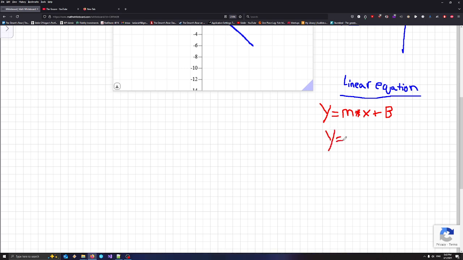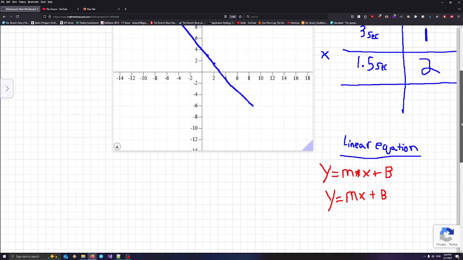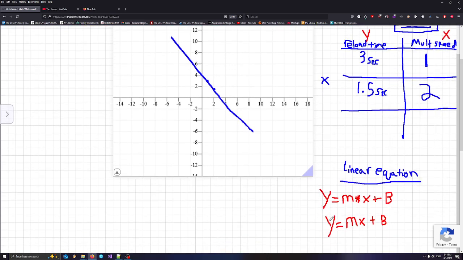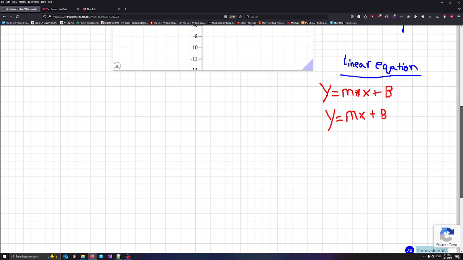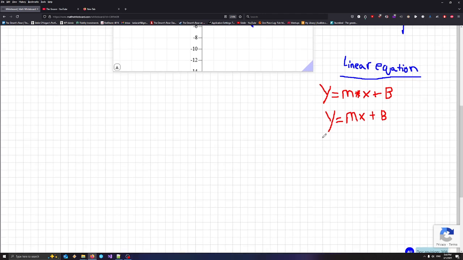Y equals mx plus b. And that's the linear equation formula. I'll show you how to use it in a second. So let's change up some colors a bit. We know this y up here is the same as this y, and this x is the same as this x. I'm going to keep those as the same color.